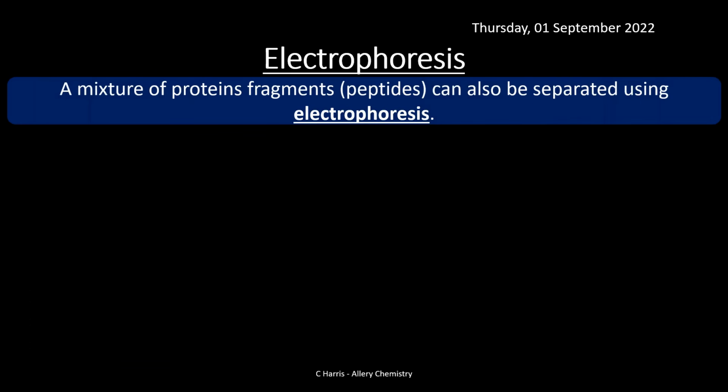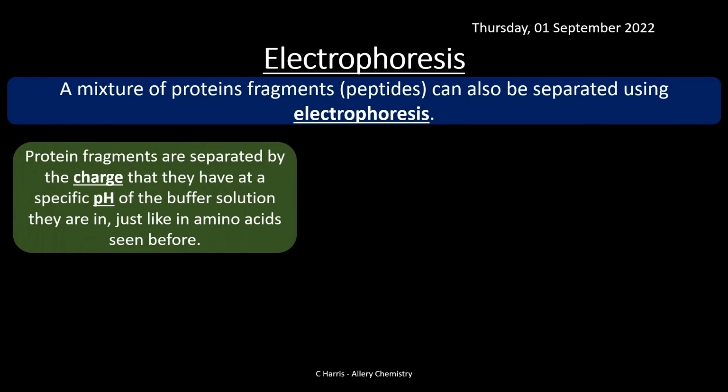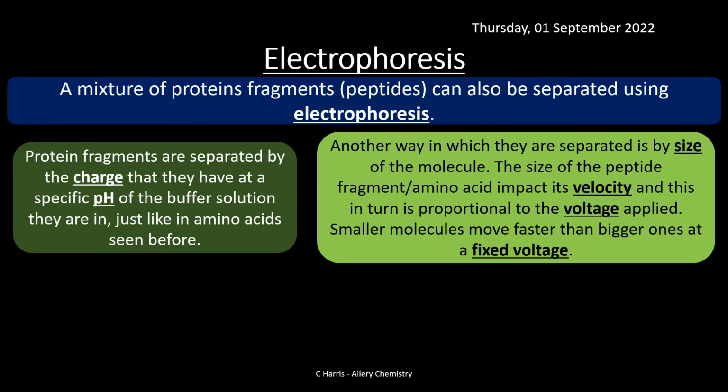So a mixture of protein fragments, so your peptides, as we've seen before, these can also be separated using electrophoresis. So it's not just amino acids that can be used. So your protein fragments are separated by the charge that they have at a specific pH of the buffer solution that they're in. So that's just the same as amino acids. They also have this charge. So another way in which they're separated as well is by the size of the fragment or the molecule. And obviously the size of it will impact the speed or the velocity at which it will move. And this velocity is actually proportional to the voltage that's applied to the plate.